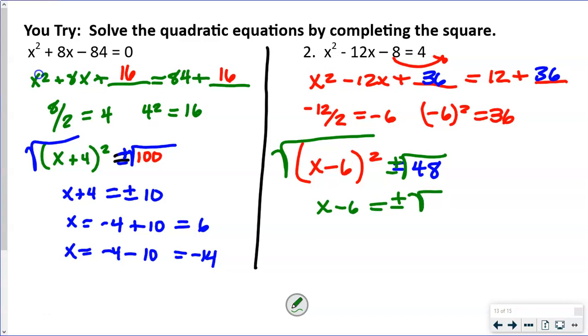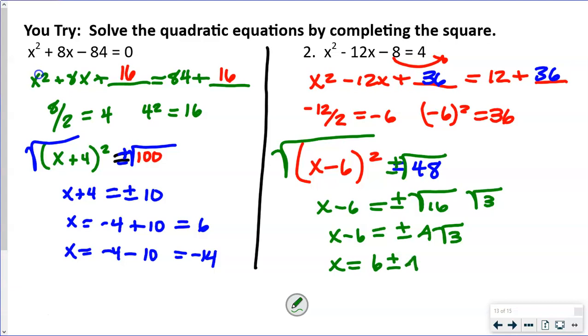So that means x minus 6 equals, I'm going to go ahead and factor this, plus or minus. And we've seen 48 a bunch of times, so y'all should know by now that it's the square root of 16 times the square root of 3. So this is x minus 6 equals plus or minus 4 square root of 3. And we're going to add that 6 to both sides. So our final answer is going to be x is equal to 6 plus or minus 4 square root of 3. And often your answers will be written just like that with the plus or minus, okay?